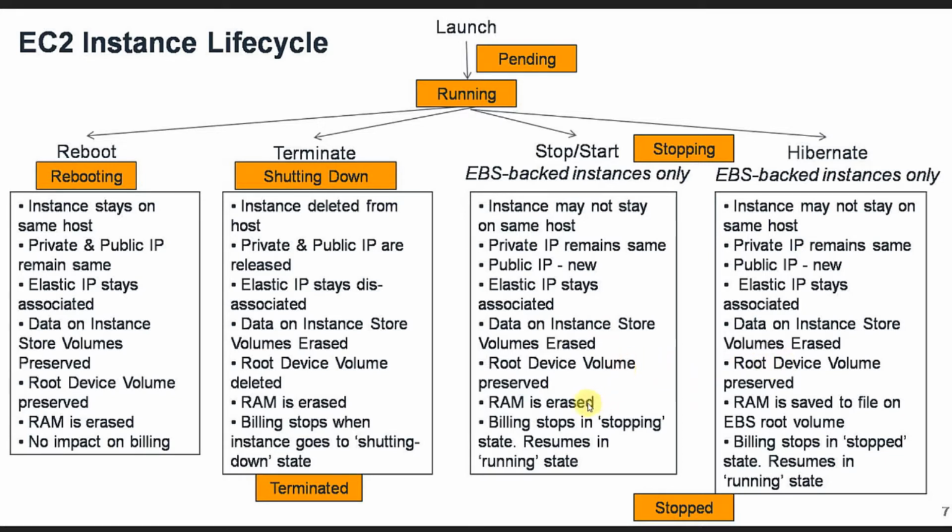The RAM is erased in the case of simple stop and start, but for the case of hibernate, the RAM is saved to a file on the EBS root volume and it's used to restore the RAM when the instance is started. Billing stops in both cases and resumes when the instance goes back to running state.